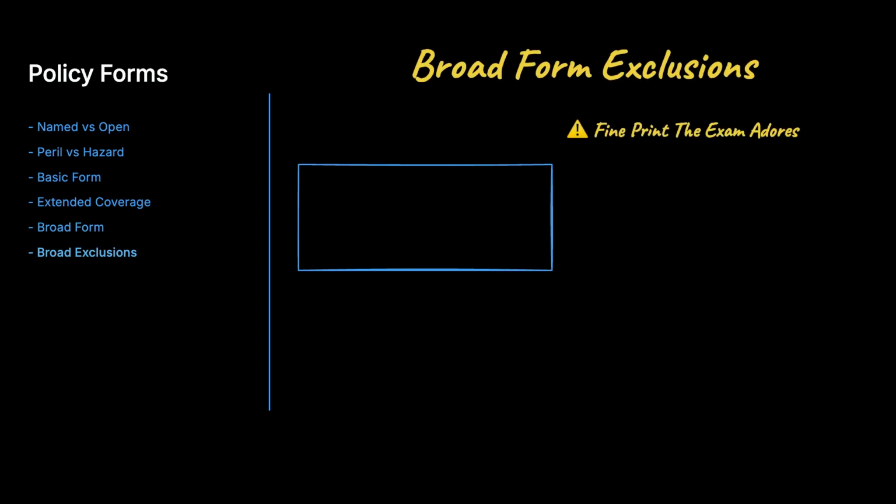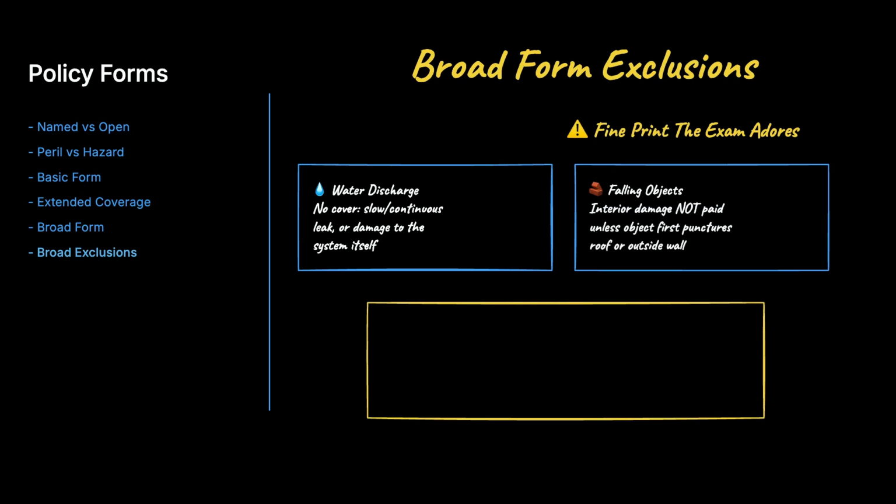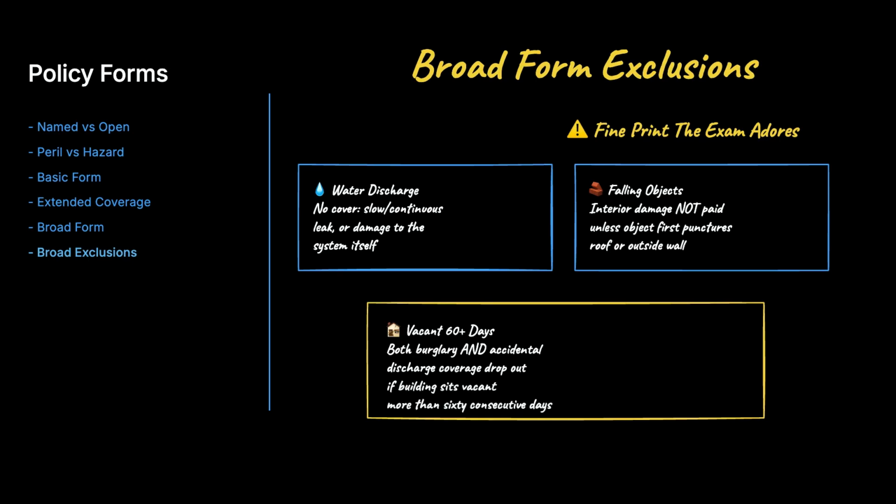But broad form hides fine print the exam adores. Accidental water discharge won't cover slow, continuous leakage or damage to the system itself. Falling objects won't pay interior damage unless the object first punctures the roof or an outside wall. And both burglary and accidental discharge drop out if the building sits vacant more than 60 consecutive days.